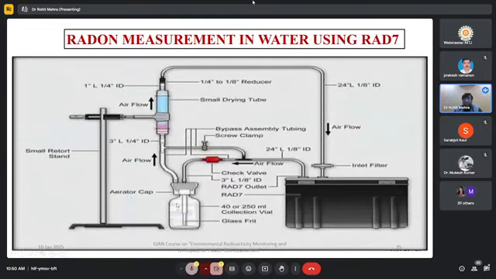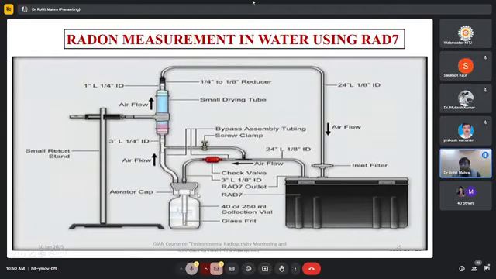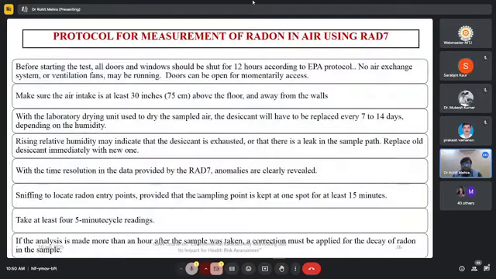Again, it is a water sampler. You could place a desiccant over the water sample so that the moisture will be removed and the bubbles are being generated, with the help of a similar type of arrangement.